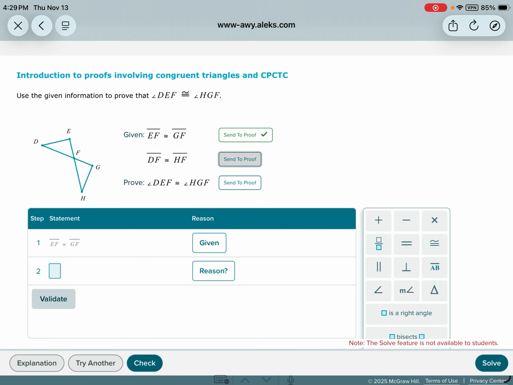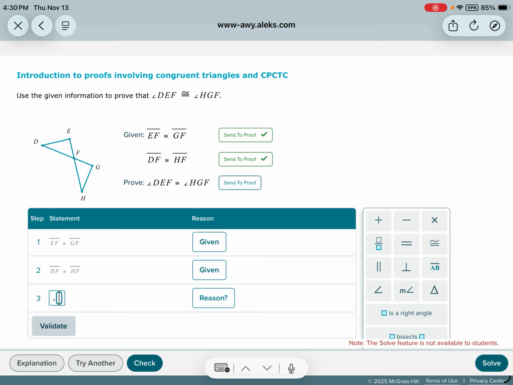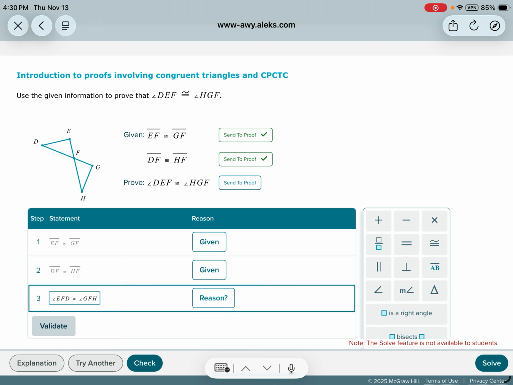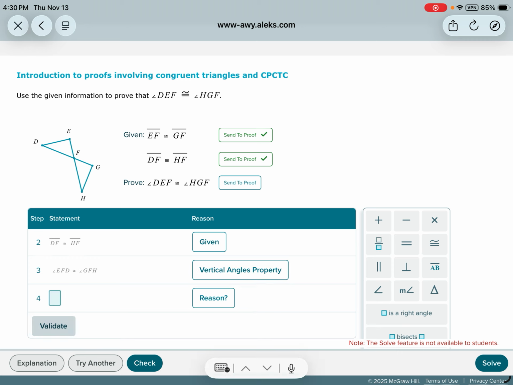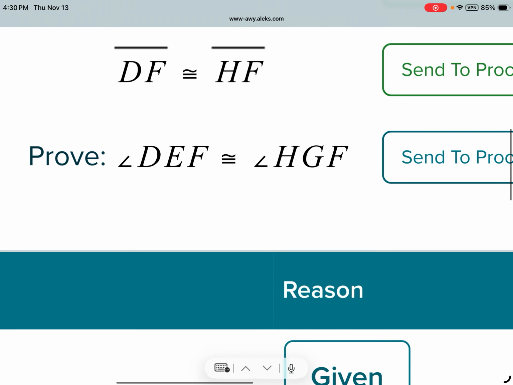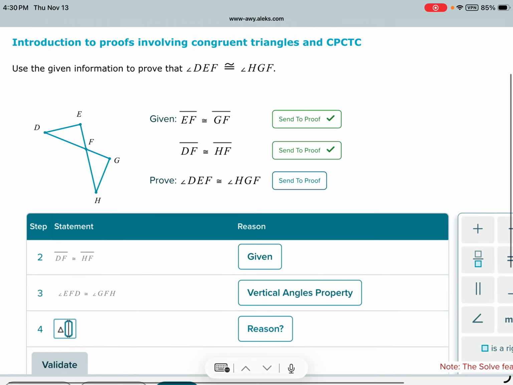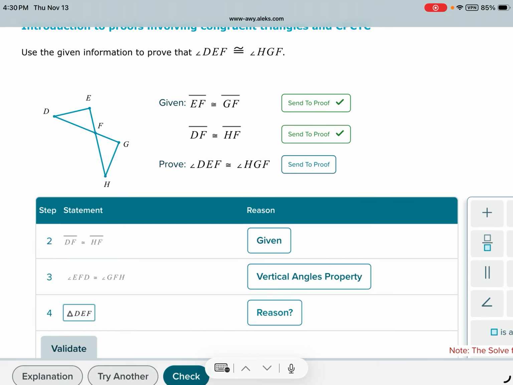So let's set up the proof. Let's do our vertical angles, EFD congruent to GFH, vertical angles. Let's prove that the triangles are congruent. So now we actually have to say triangle. The cool thing is the triangle order will be in the same order as those angles. So if you don't want to have to sit there and try and figure it out, you can do it in the same order as the angles.